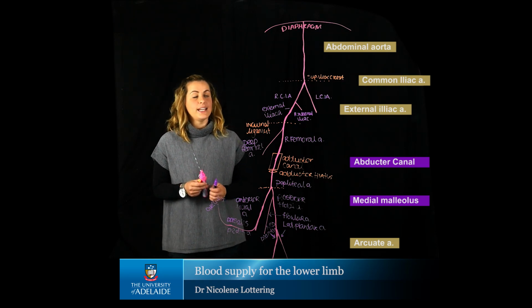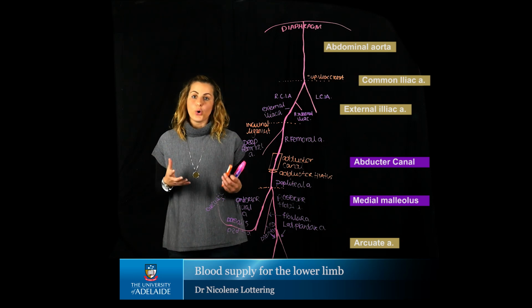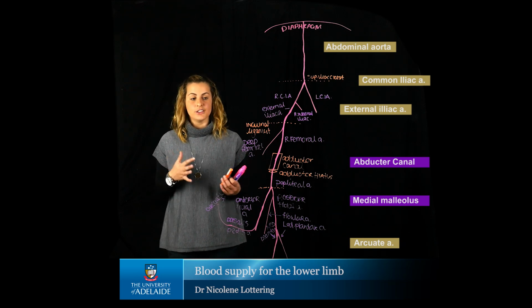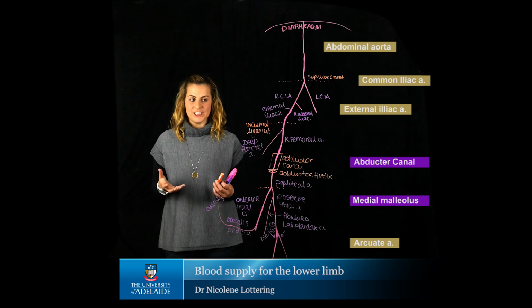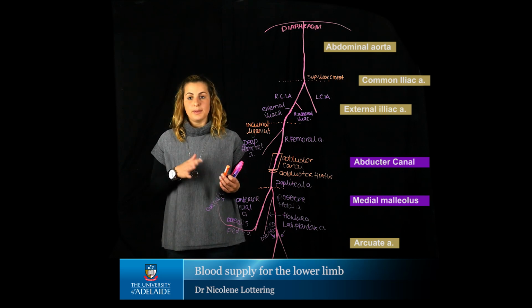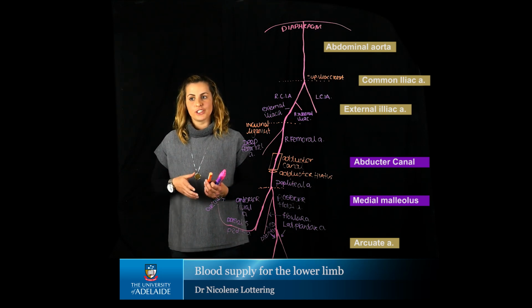As you'll see, it's a little bit easier to remember compared to the blood supply of the upper limb, but it's very important that you know the course, so you know the origin and the termination of each of the major vessels, as well as the skeletal or soft tissue landmark that is going to be the transition point between any two vessels. Thank you very much for your attention today.